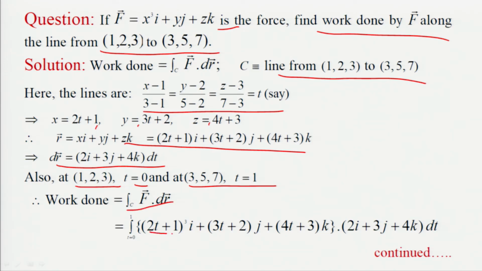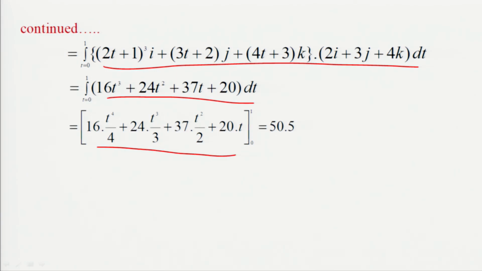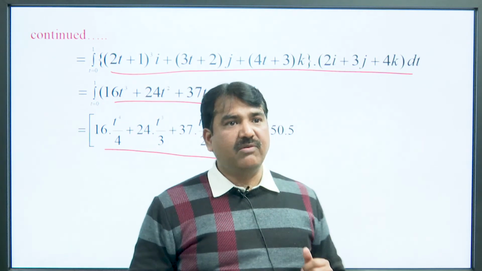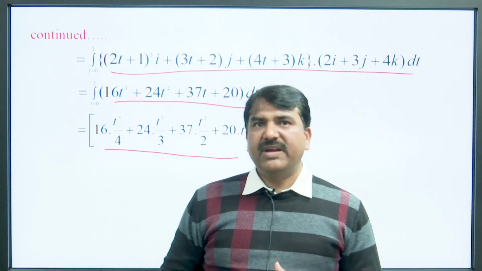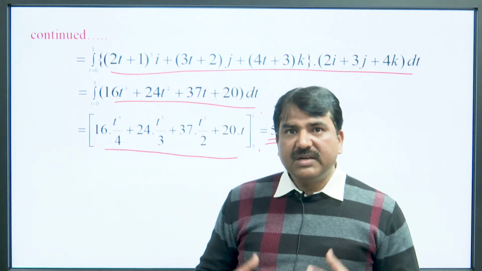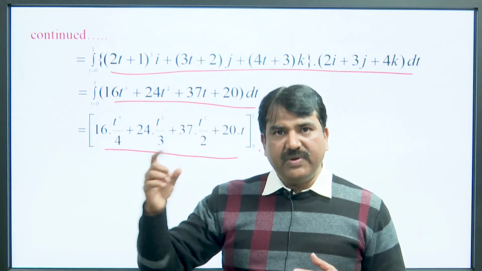So, f dot dr in terms of t, and finally after calculation we get the value of f dot dr in terms of t like this. Then we perform the integral with respect to t, and we get this expression with the limits from 0 to 1. When we put the upper limit and lower limit, we get the value as 50.5. So, in this way we can calculate the work done by the force when x is given in terms of t from one point to another point.